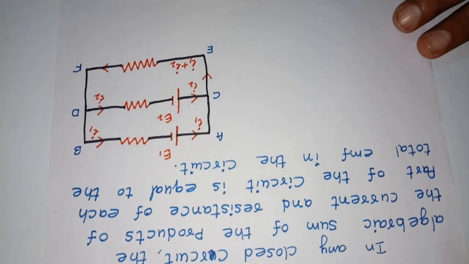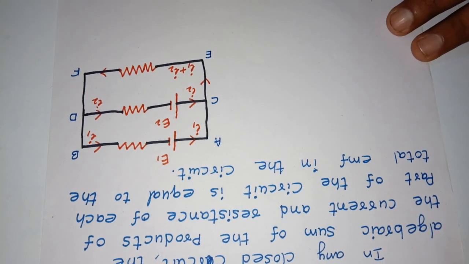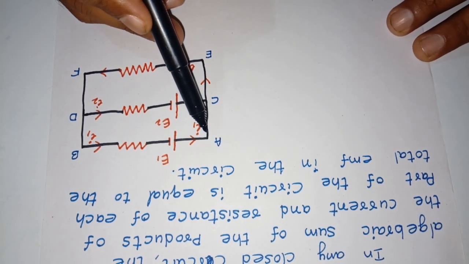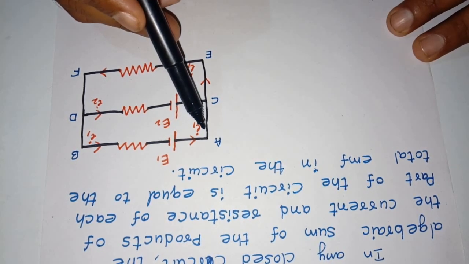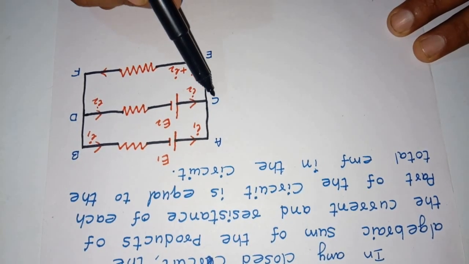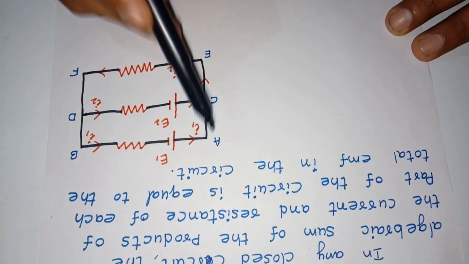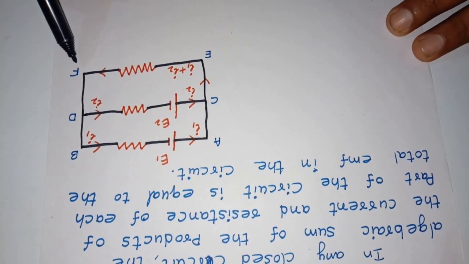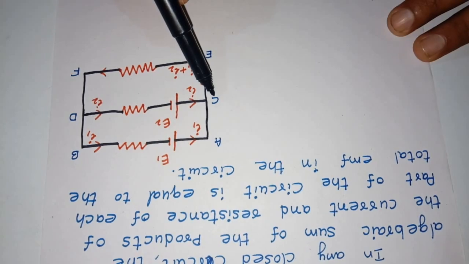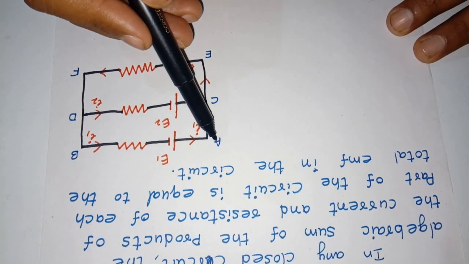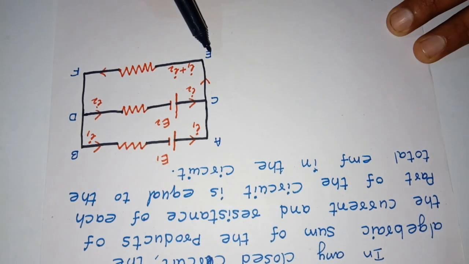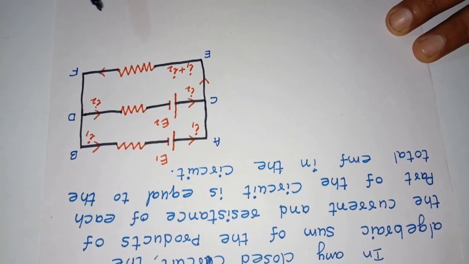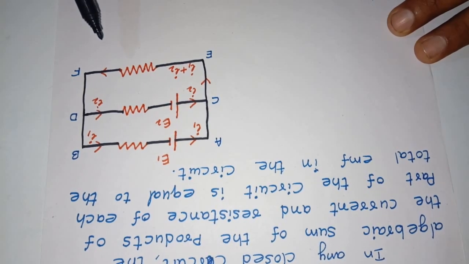Here we have a closed circuit. This closed circuit contains three parts. These parts can also be called loops. So A, C, D, B, A is one part. C, E, F, D, C is another part. And we have a third one also, A, E, F, B, A. So these are the three parts we have in this closed circuit.